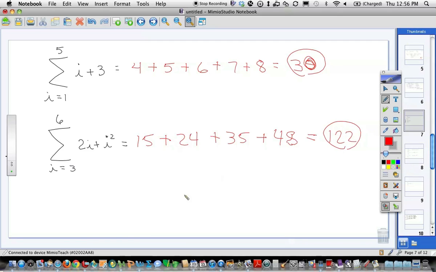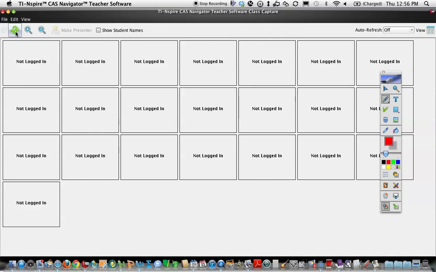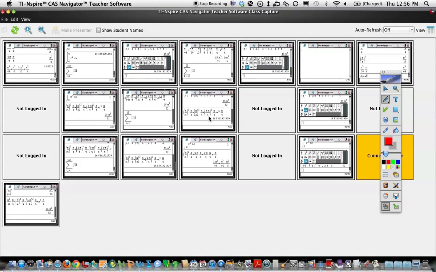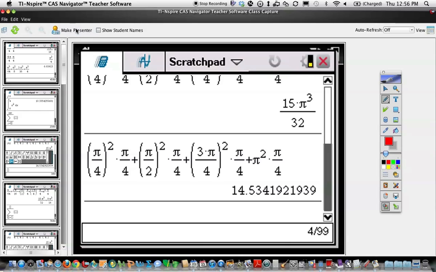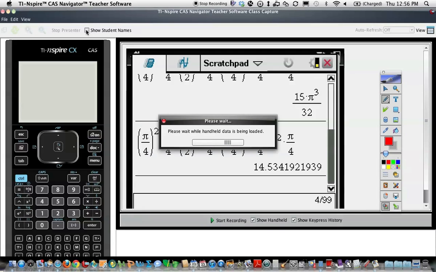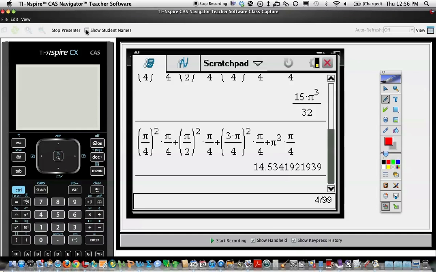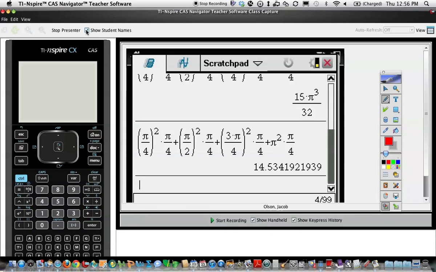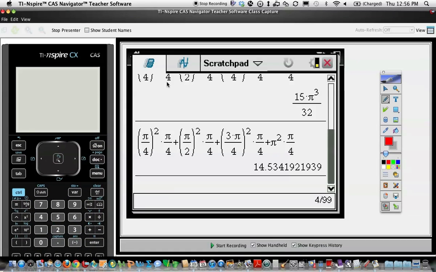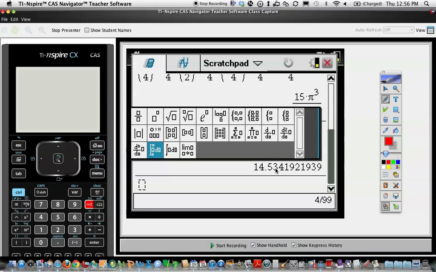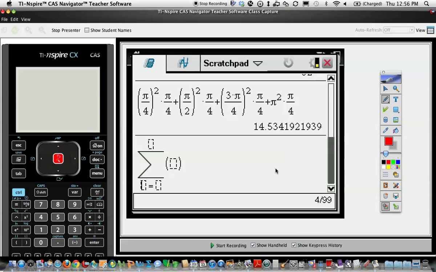Now, get your calculators out. Your calculators have sigma on them. So we'll make somebody, Jacob Olson, be the presenter. Thanks, Jacob. I think you've done this before. All right. And so Jacob is going to put that sigma in for us. Do the first one. So go to your template. You can see we've got a sigma notation right there. Okay? And so everybody can try this.